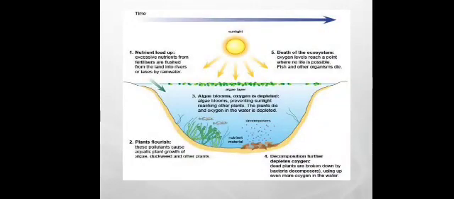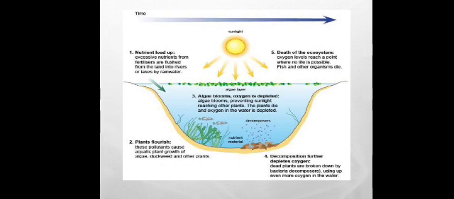In this picture we can see how eutrophication is caused. In the first step, the nutrient load-up means excessive nutrients from fertilizers are flushed from land into rivers or lakes by rainwater. Then the next step is the plants flourish. Due to this pollutant, aquatic plants, algae, duckweed and other plants grow.